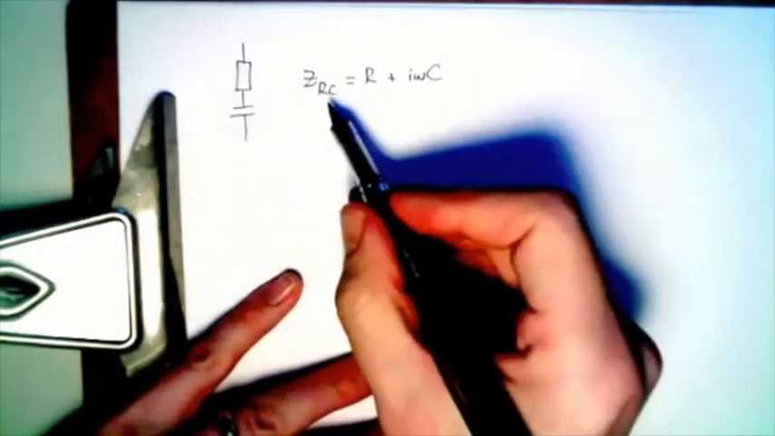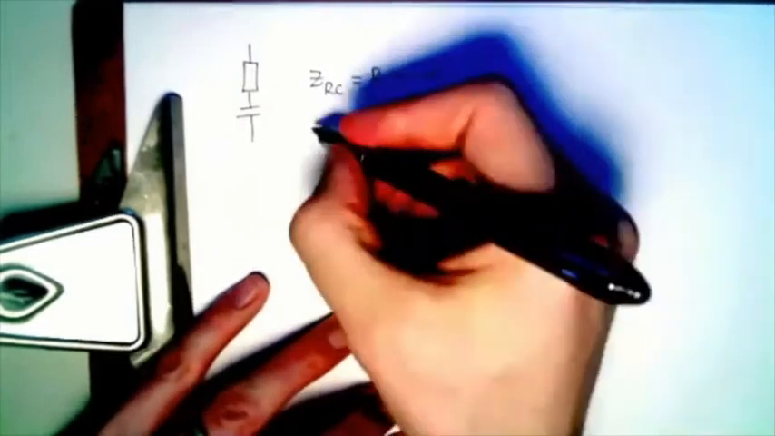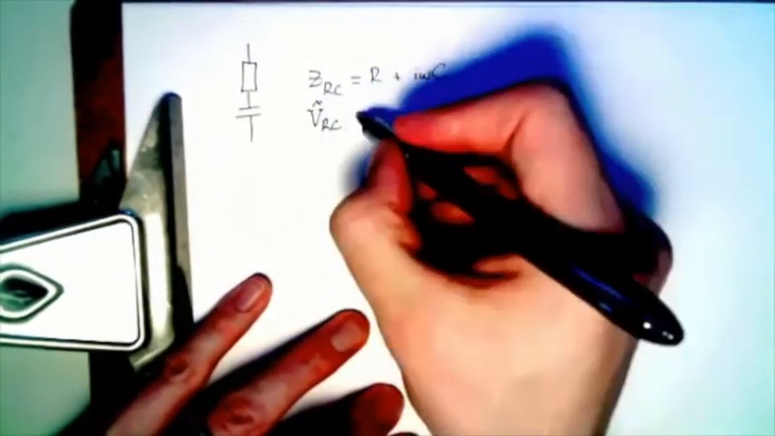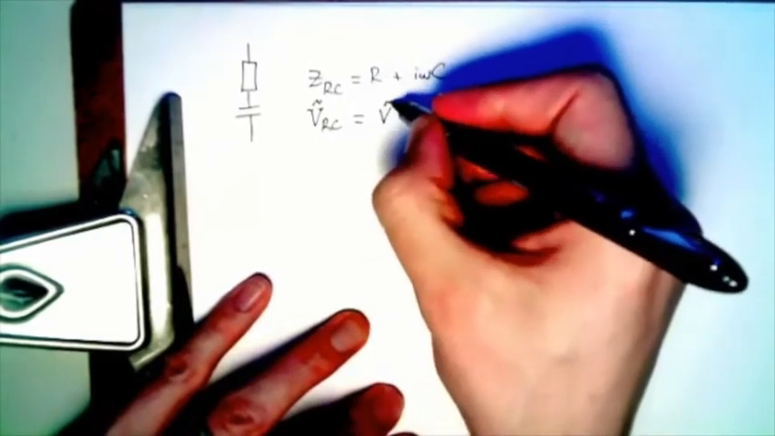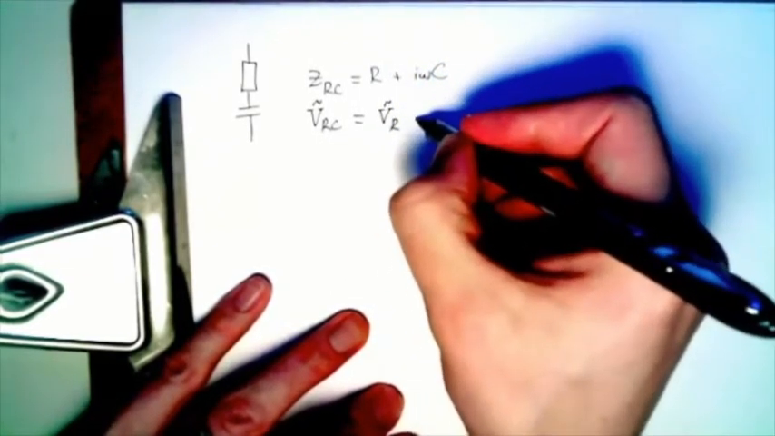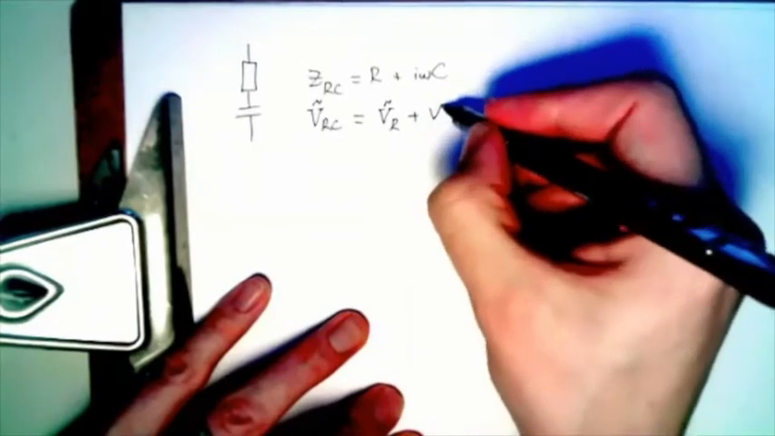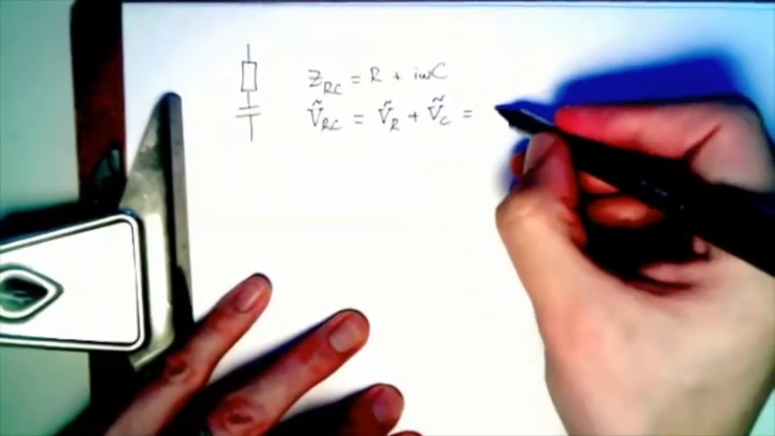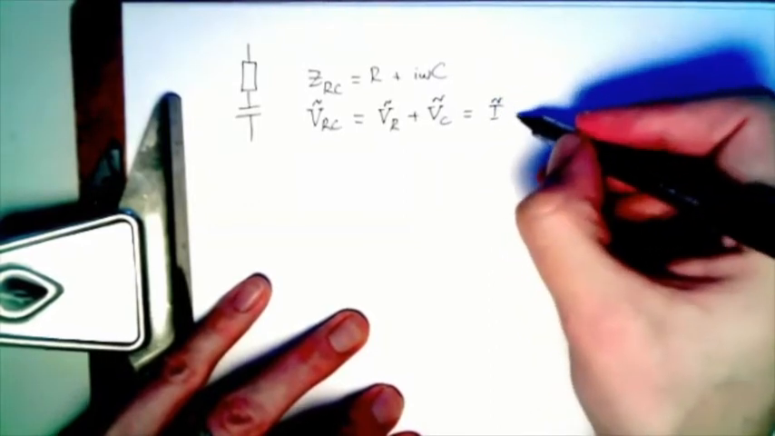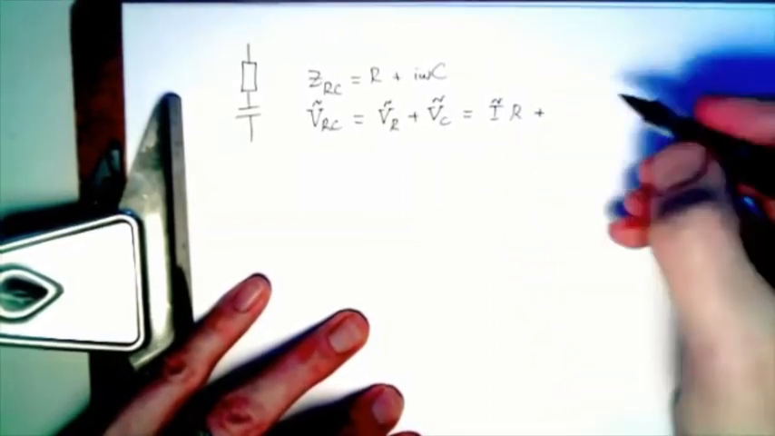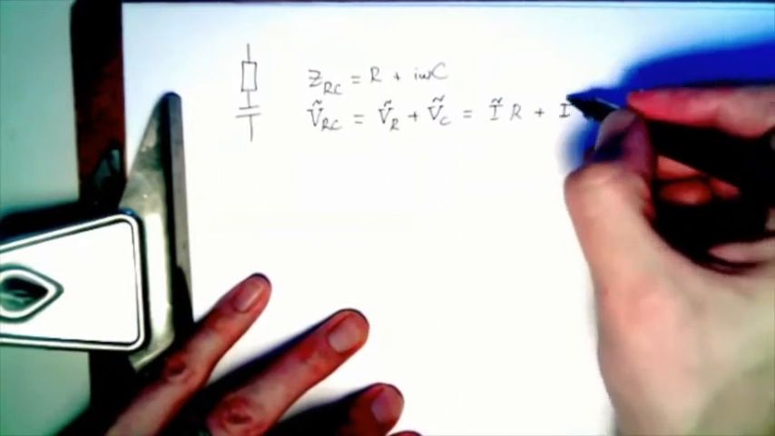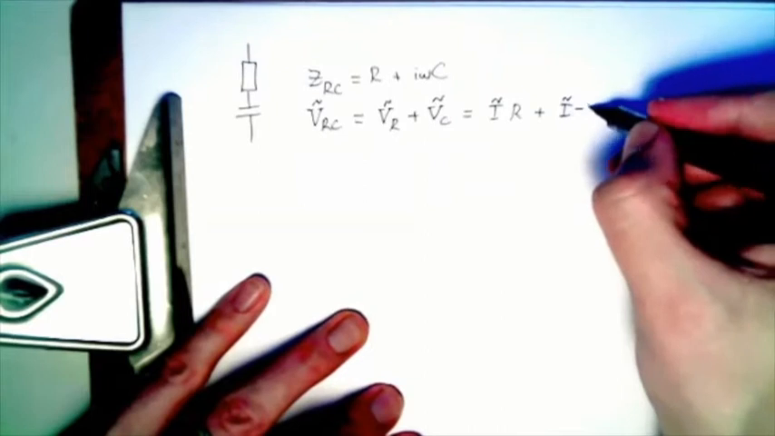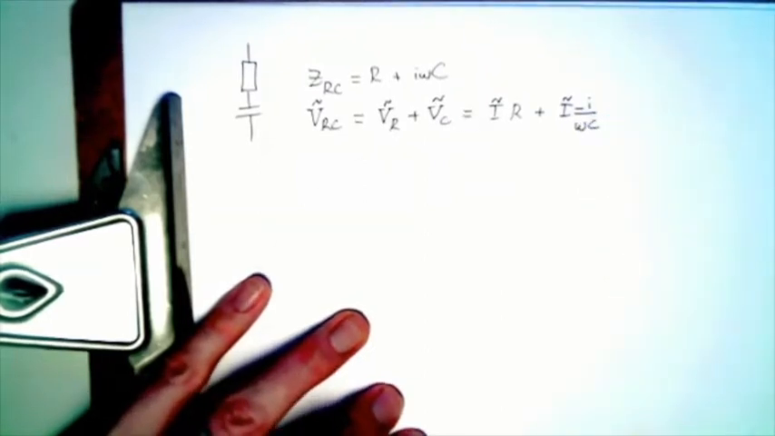All right, so the impedances add, and therefore also the voltage phasors add. So it's the V of R plus the V of C, and that's the current phasor times R, and for a series network, it's the current phasor times minus i over omega C.